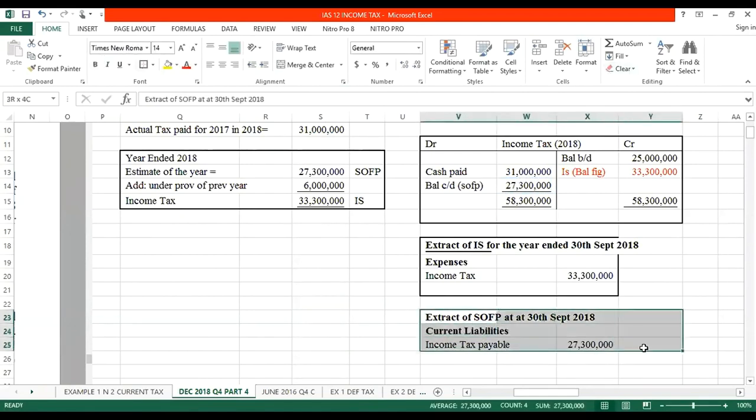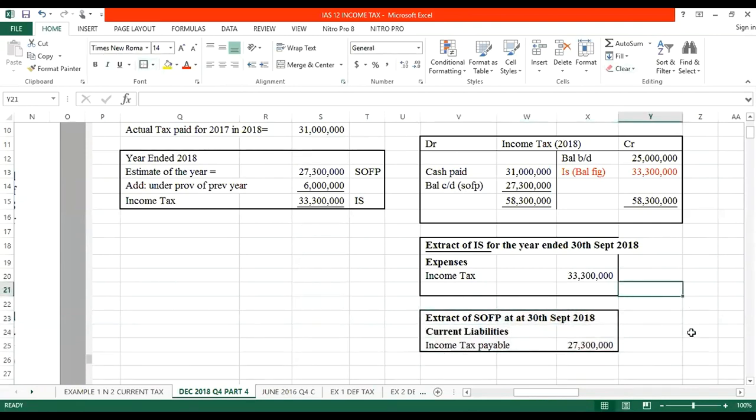That is extract of statement of financial position. Each additional information gives you what goes to the extract. For example, if there is a question on government grants, maybe additional information 1 is on government grants, you should know in government grants what goes as income. So there will be an income, government grants, and then expenses, income taxes.